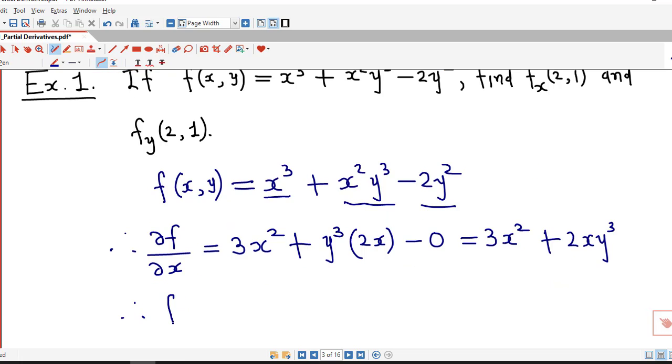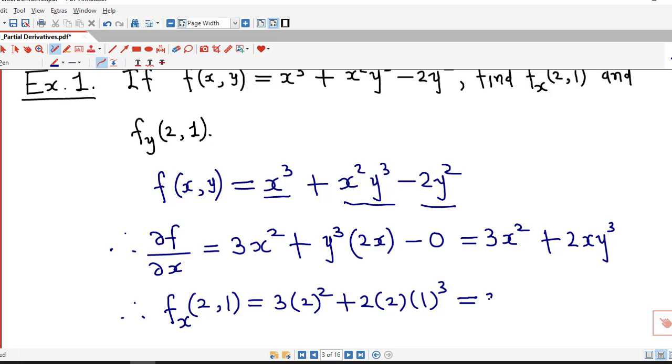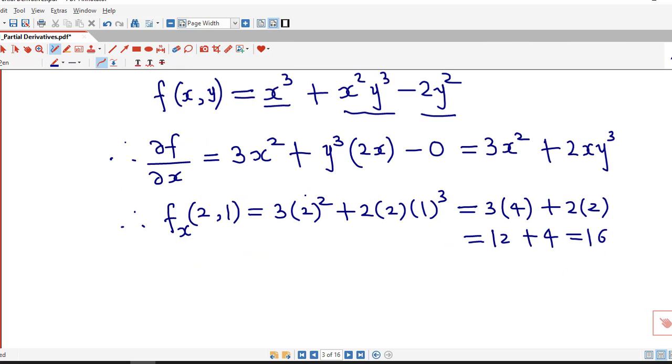We are interested in the partial derivative at the point (2, 1). So we put x equal to 2 and y equal to 1. So this is going to be 3 into 4 plus 2 into 2, that is 12 plus 4, which is 16. So it is very easy.